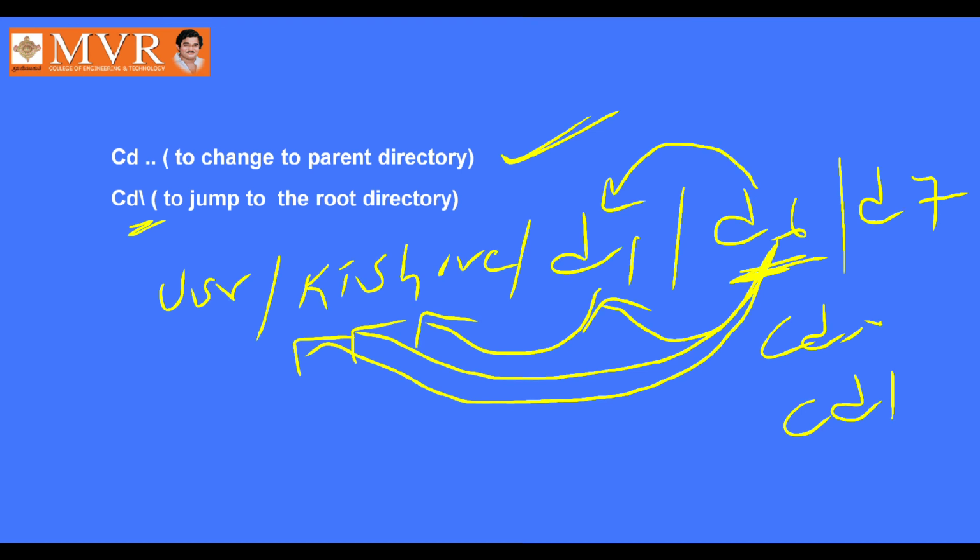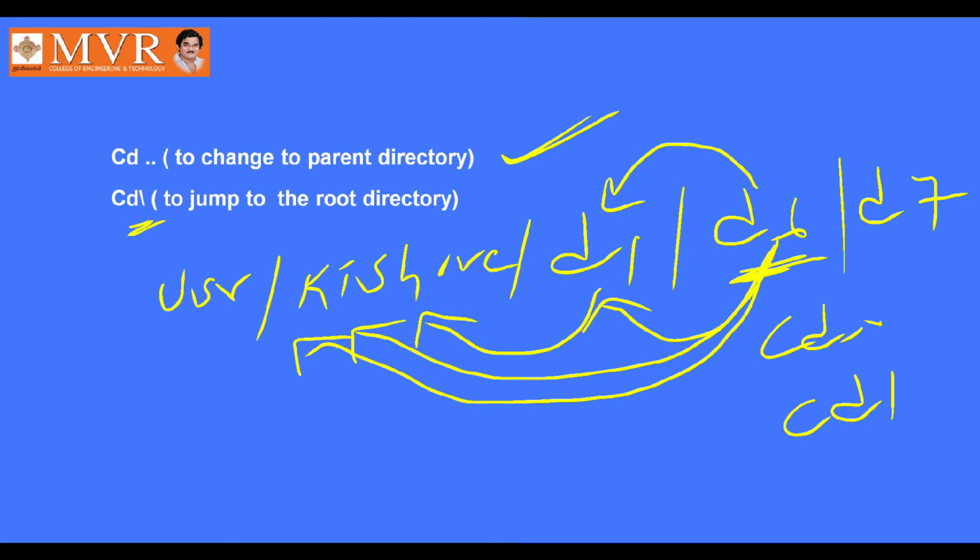When you are logged in, you are in the directory Kishore. In Kishore you have created d1, in the d1 directory you have created d6, and in d6 you have created d7. Now while you are in d7, your present working directory is user Kishore d1 d6 d7.